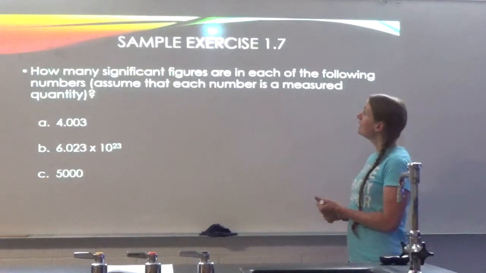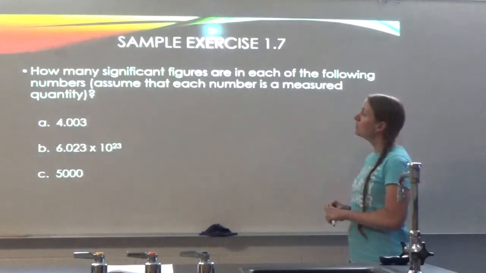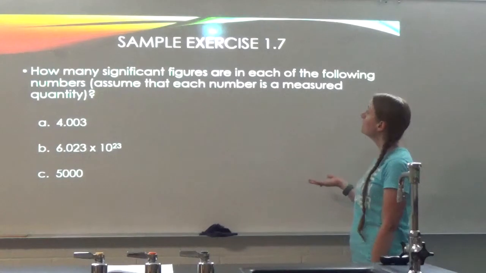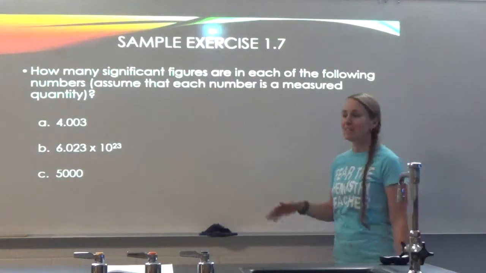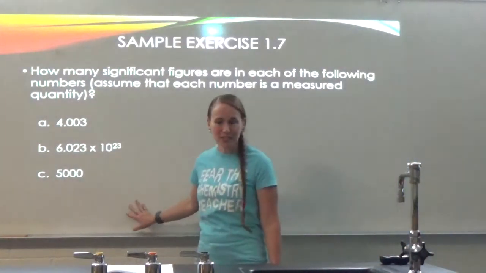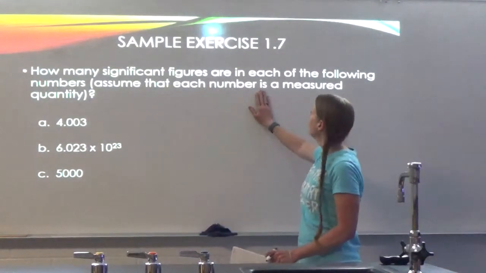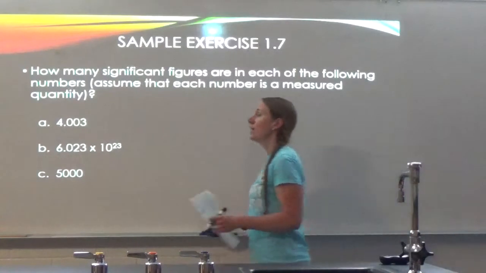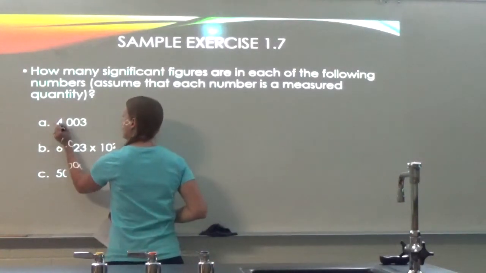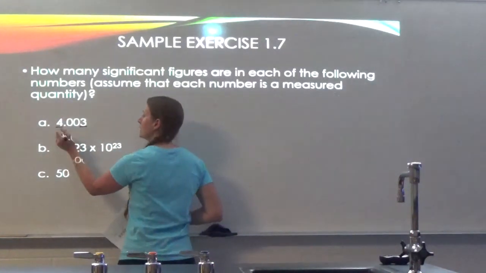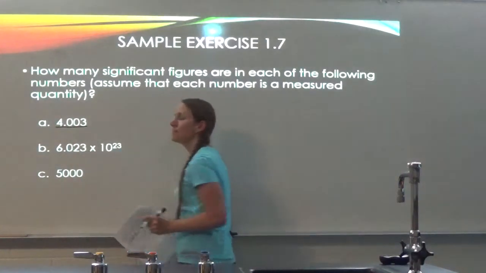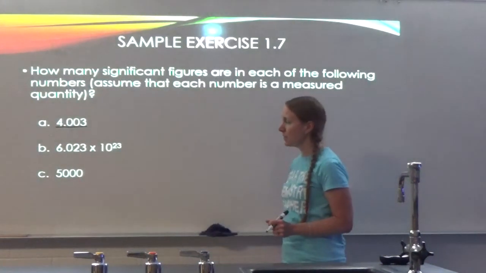It says, how many significant figures are in each of the following numbers? Assume that each number is a measured quantity. See here they didn't give us any units, so we would have no idea if it was something you would count or not. But they said assume that each one is a measured quantity. Okay, well we know that the 4 and the 3 are significant because they're not zeros, and these zeros are middle zeros. So for this one, all 4 of them would be significant.